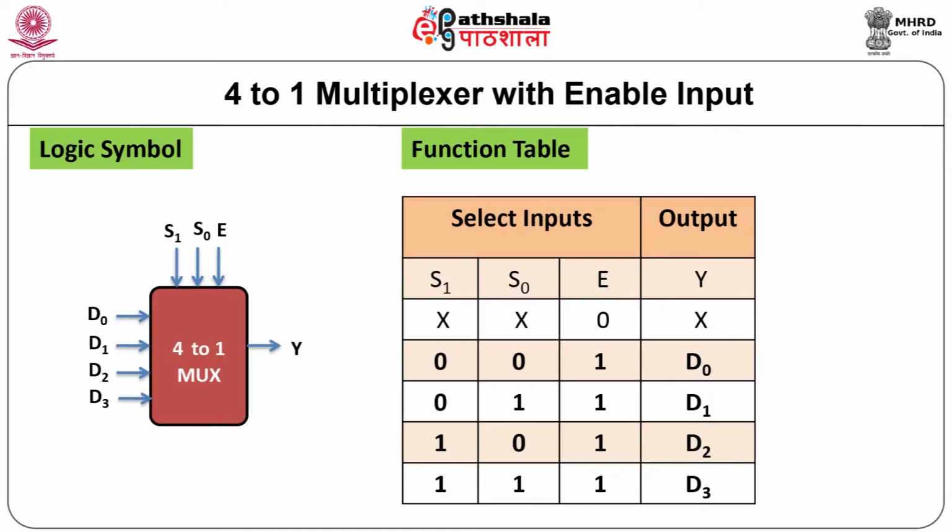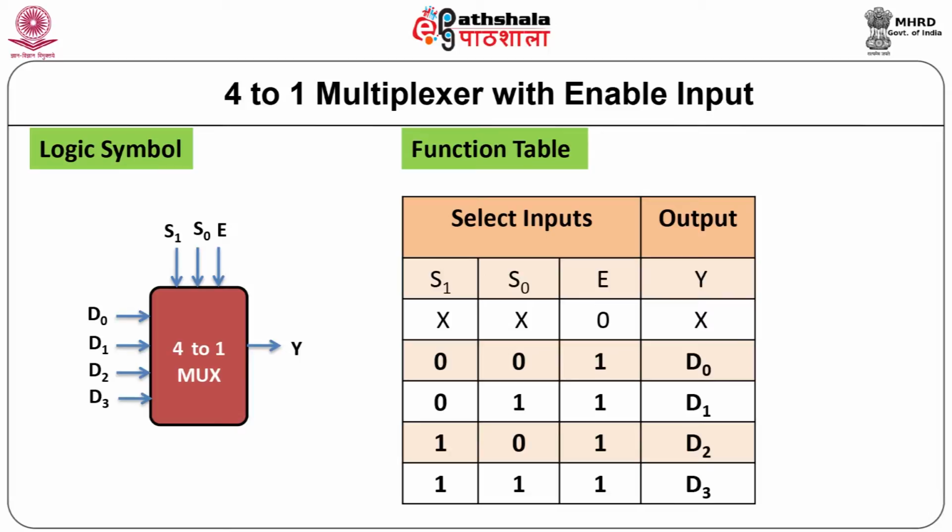In many situations, an enable or gating input is added to the multiplexer. The multiplexer will be enabled or operative only when the enable input is active. In this case, enable is active high. When E is equal to 0, the multiplexer function is disabled. To enable multiplexer, E must be set to 1.